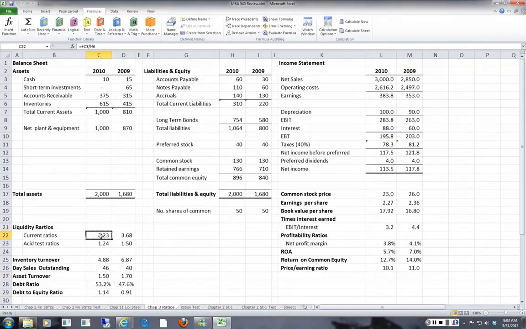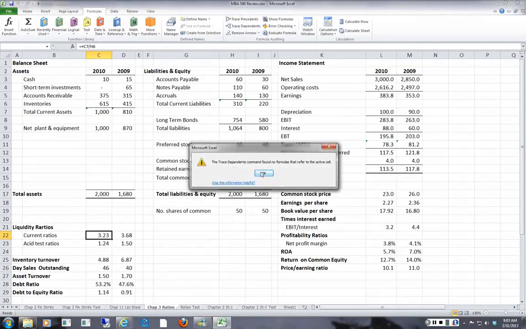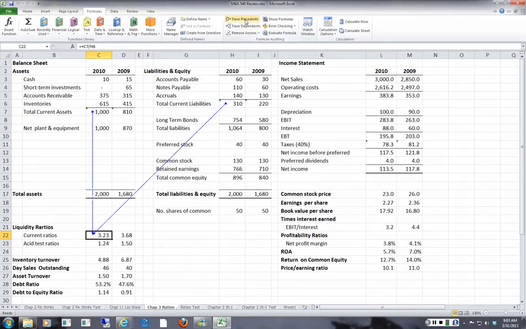So we're going to start with liquidity ratios. The first one is the current ratio. It takes the current assets of 1,000, divides it by the current liability of 310, to come up with the current ratio of 3.23, which is very good. As you can see, though, in this case, it's not as good as it was the preceding year.